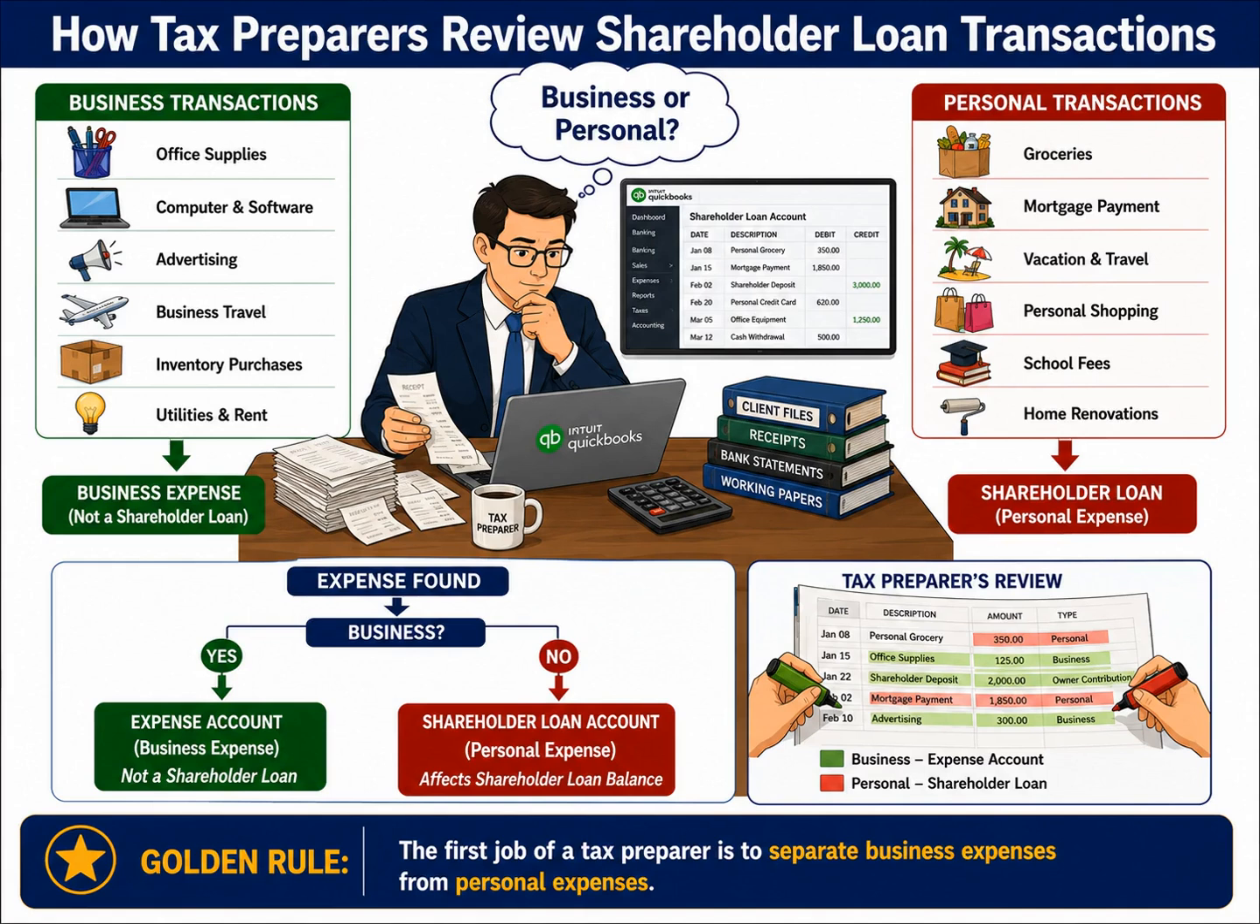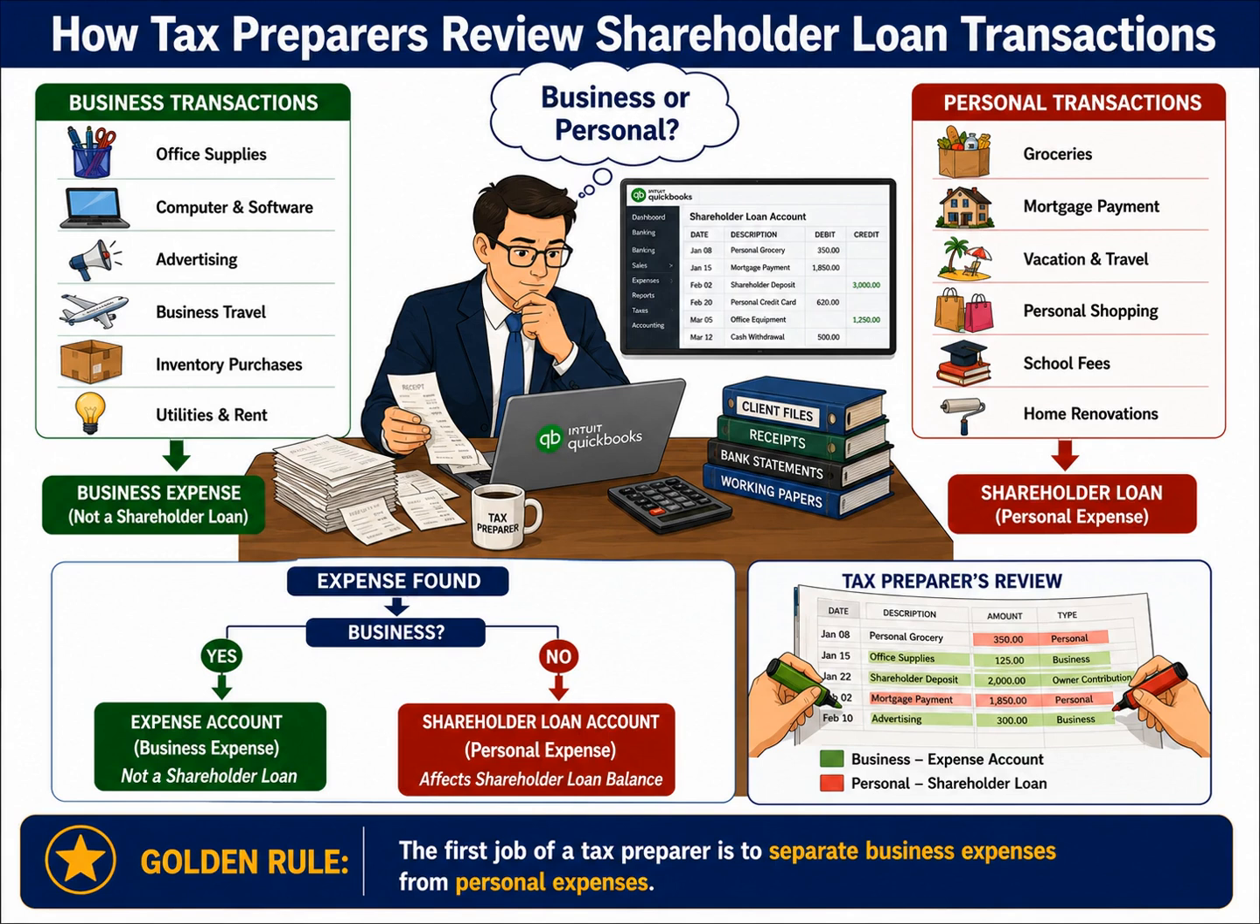A tax preparer's job is much more than entering numbers into accounting software. One of the most important responsibilities is reviewing every transaction to determine whether it is a business expense or a personal expense. This simple question has significant tax consequences. When an expense is incurred for the purpose of earning business income, such as office supplies, computer equipment, advertising, business travel, inventory, or utilities, it is generally recorded as a normal business expense.